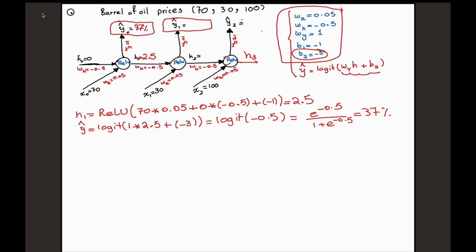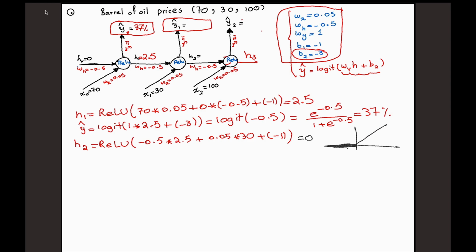So now we are carrying some information from previous rounds, and that's the hidden state. That's going to get into the next state. So let's start calculating H2 here. H2 would be ReLU of negative 0.5 times 2.5 plus 0.05 times 30 plus its bias, which is negative 1. This is a negative number, and ReLU of any negative number is 0. To remind you, ReLU worked this way.